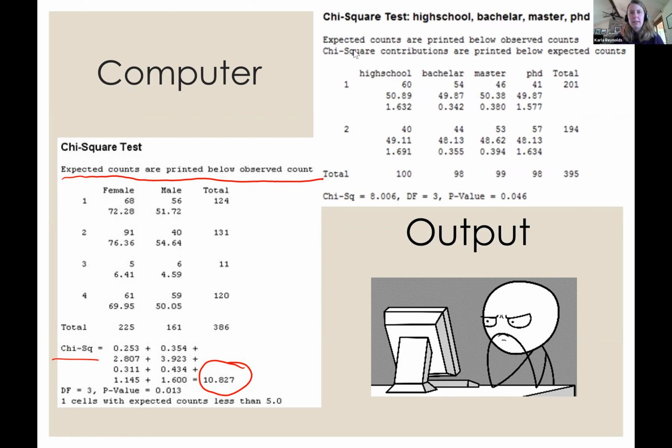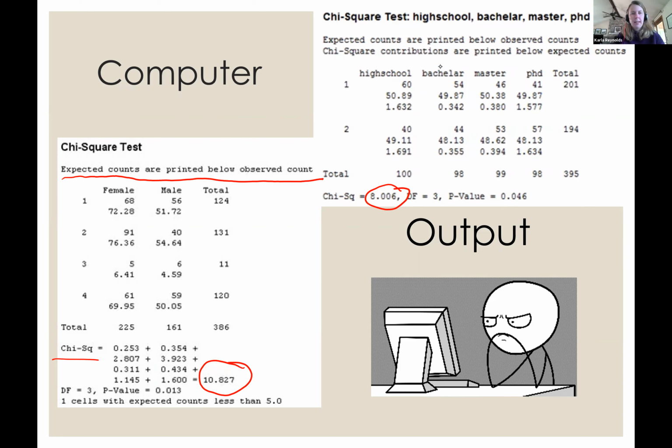This one over here on top gives you your observed, expected, and then this is your chi-square contribution right there. So how much it contributed to the total chi-square value of 8.006 is at the bottom. And if you wanted to double check that that number is correct, you can just do out one of them and see, but it does also tell you in words that it's printed below the expected value.